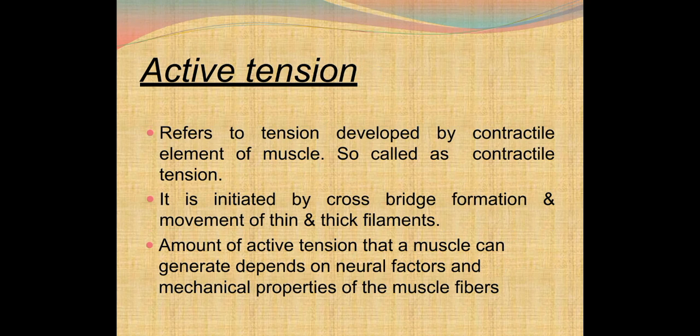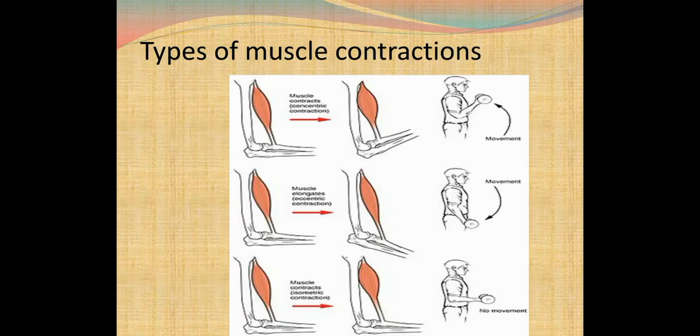The second type is active muscle tension. It refers to the tension developed by the contractile element of the muscle, so it is called contractile tension. It is initiated by cross bridge formation and movement of thick and thin filaments. The amount of active tension that a muscle can generate depends on the neural factors and mechanical properties of the muscle fibers. So there are three types of muscle contraction.